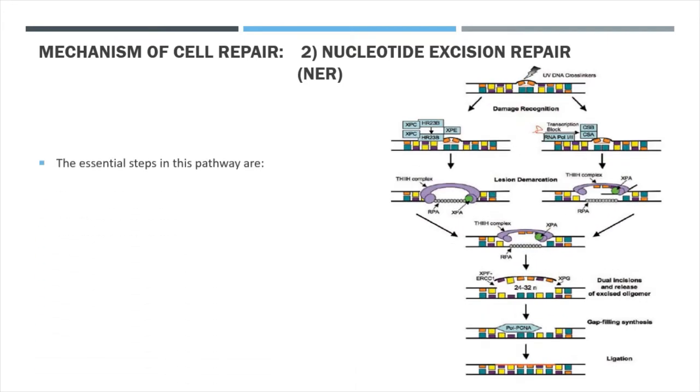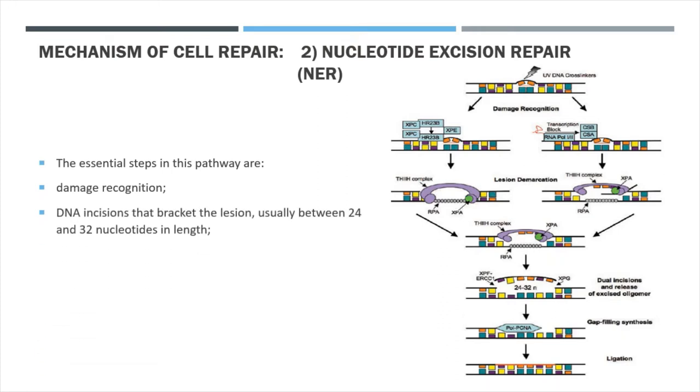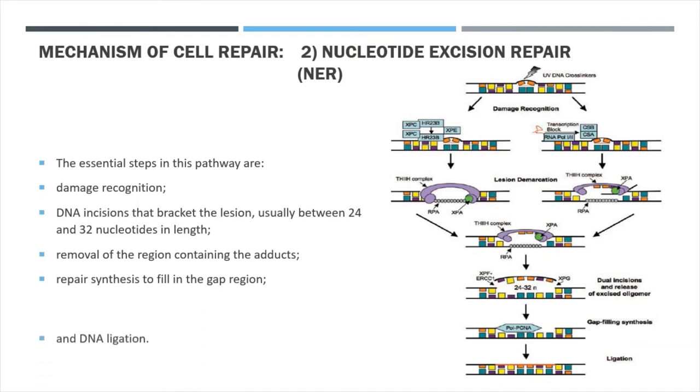NER has essential steps that need to be remembered. First, the damage will be recognized by a protein. Second, usually in this cell repair, 24 to 32 nucleotides in length will be removed in the DNA incision, which is the region containing the adduct. Then the repair synthesis will fill up the gap region with new DNA, and then DNA ligase seals it, with gap filling synthesis by PCNA.